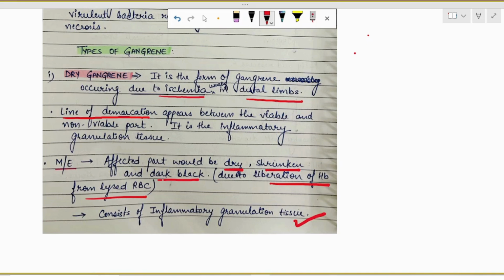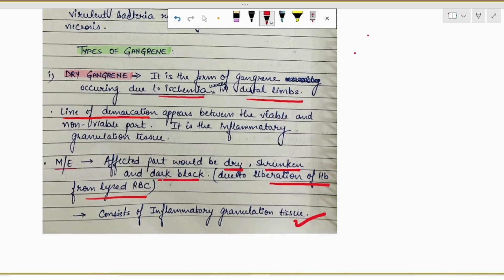Dry gangrene is actually whenever there is a blockage or non-movement of the blood, that is, our cells at the distal limb are not able to get enough oxygen to carry out normal metabolism. So ischemia happens, and that too in the distal limb, and there occurs a line of demarcation between the viable and the non-viable part, and that line of demarcation is made up of the inflammatory granulation tissue.